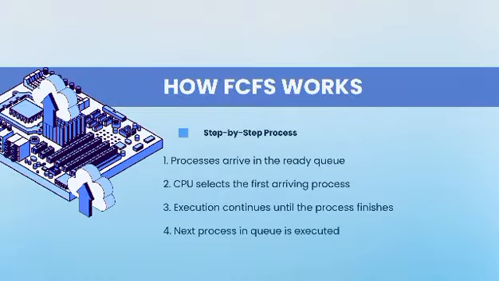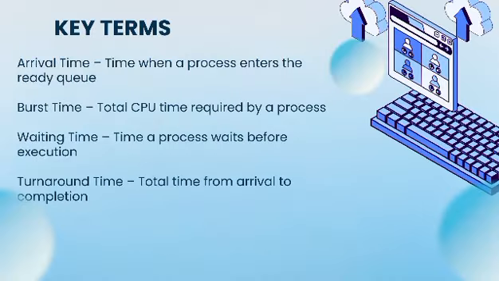Let us now look at how FCFS works step by step. First, processes arrive in the ready queue. Second, the CPU selects the process that arrived first. Third, the selected process runs continuously until completion. Finally, the next process in the queue is executed. This process continues until all processes are completed.